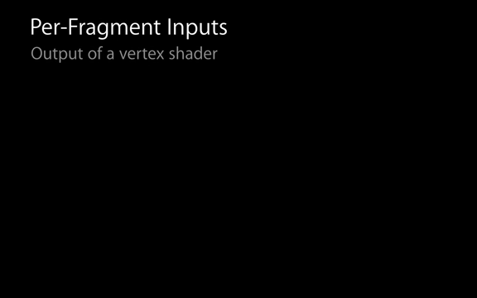Per fragment is a little simpler. There's only one way of doing things here. So the inputs to a fragment shader are typically the outputs of the vertex shader because they go to the rasterizer and they generate fragments, and that's the inputs. So what I use must be declared with the stage-in qualifier.